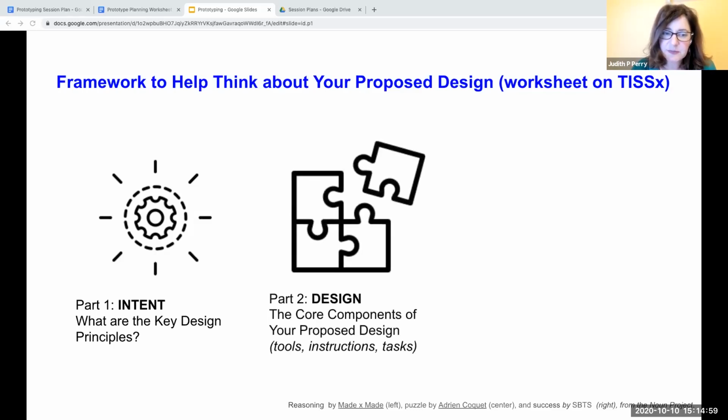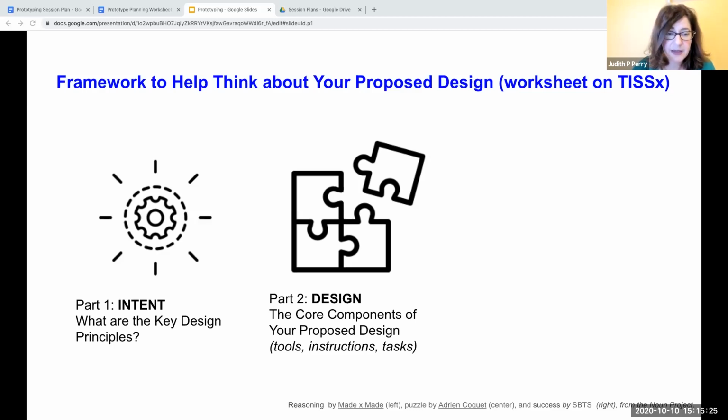The second piece of thinking through your designs is focusing on the nuts and bolts of your design, beginning to flesh out what is the thing you're making and what's it going to look like. Breaking those core components into different parts might also be helpful to think about. Of course, we do this as educators all the time.